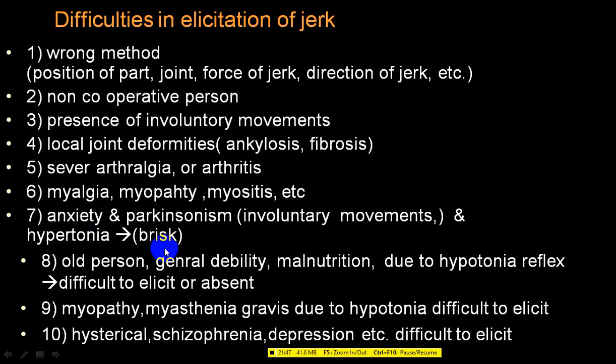The jerk will be brisk if there is hypertonia. In an old person, because of wasting of the muscle, general debility, malnutrition, hypotonia, reflexes will be difficult to elicit or may even be absent. In myopathy, myasthenia gravis, due to hypotonia, again it will be difficult to elicit. In a hysterical individual, non-cooperative individual, schizophrenia, depression, again difficult to elicit. So all this should be kept in mind while eliciting the deep tendon reflexes.